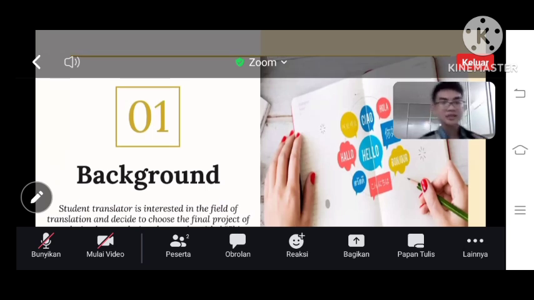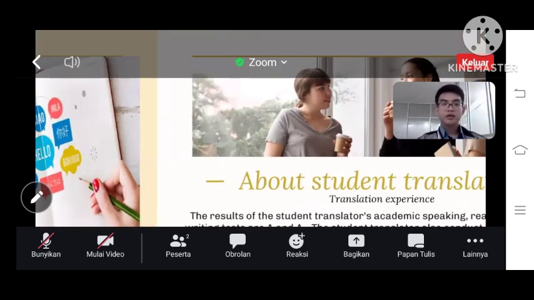The novel written by Aldous Huxley, Sky Like This, is one of the fascinating books I have read. Since I can translate while enjoying the book, for that reason I'm interested in translating this book.